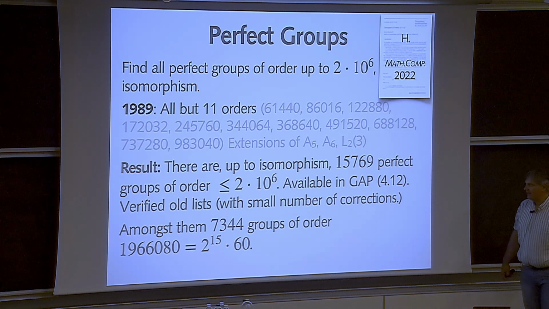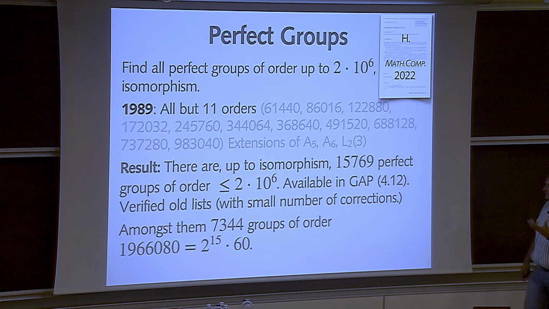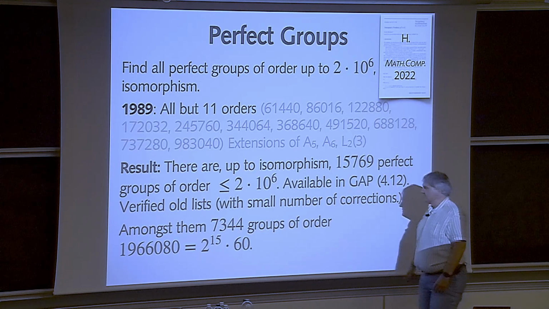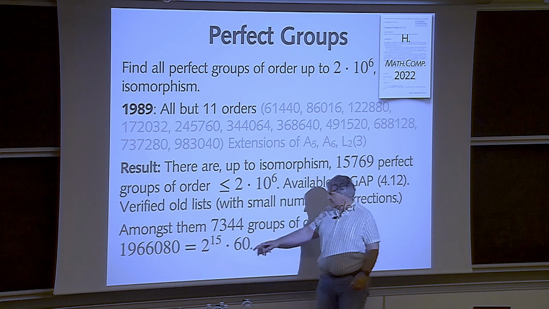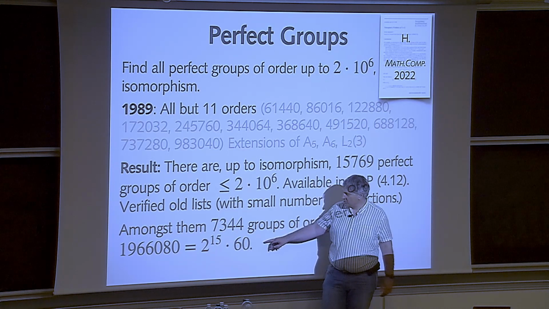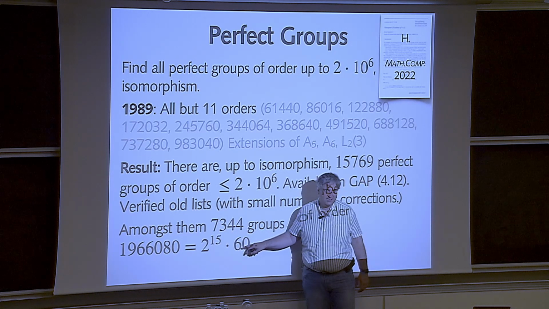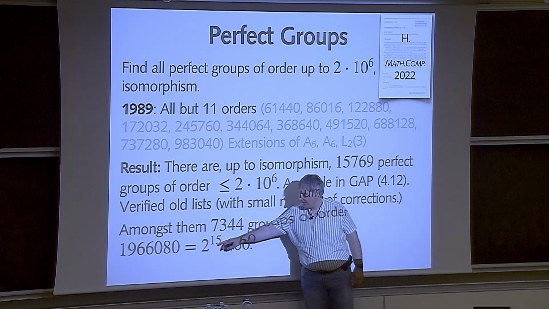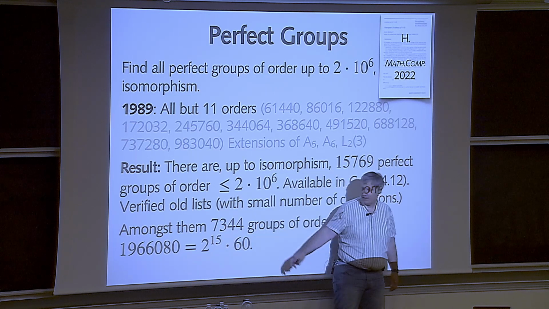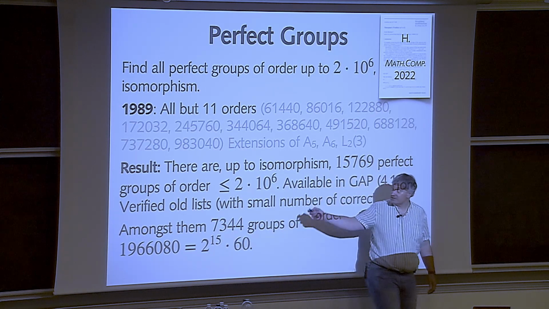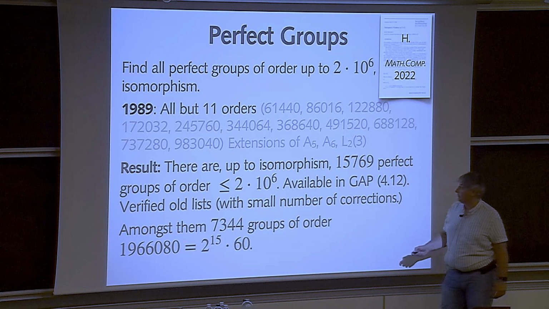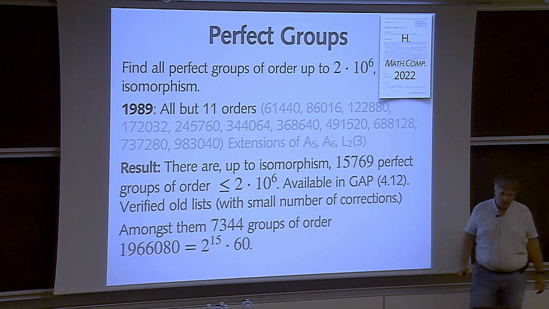Basically, that was one of the oldest results in computational group theory, which people didn't touch again. The largest number of groups is, unsurprisingly, for the largest number smaller than 2,000,000 which is a multiple of 60 with a prime power factor. For that order, that's the largest number of groups. Almost half of them are of this order.